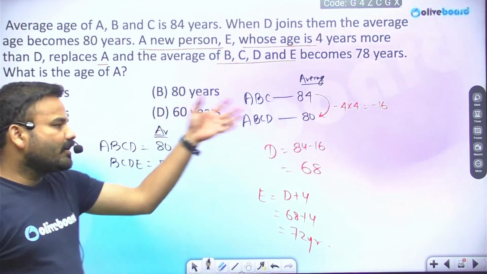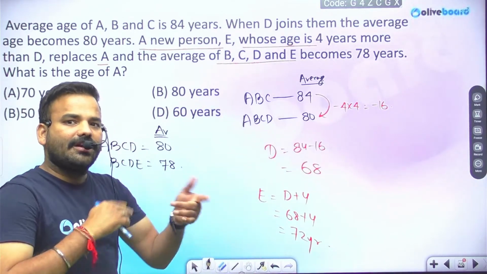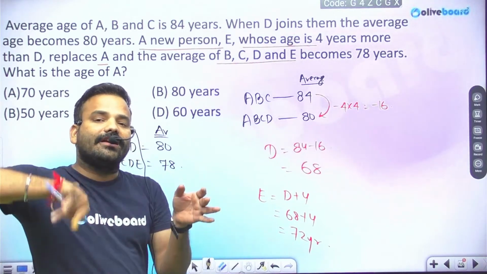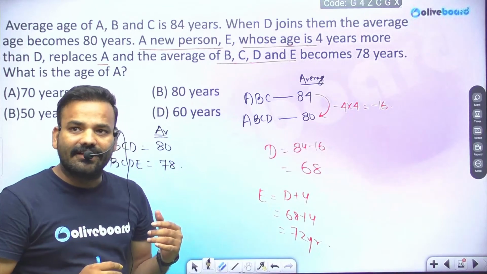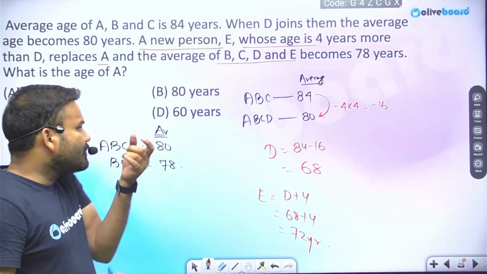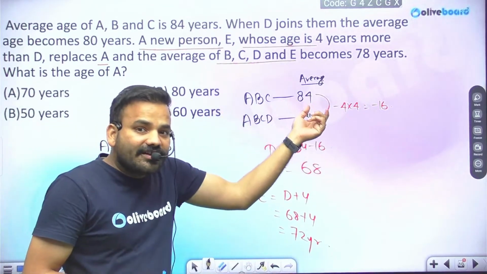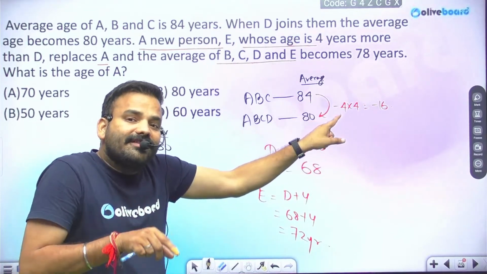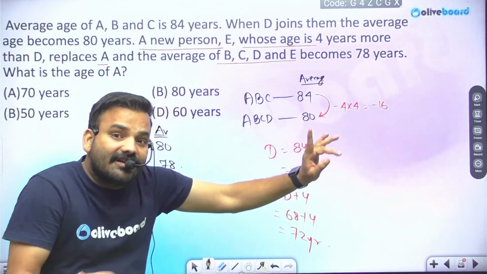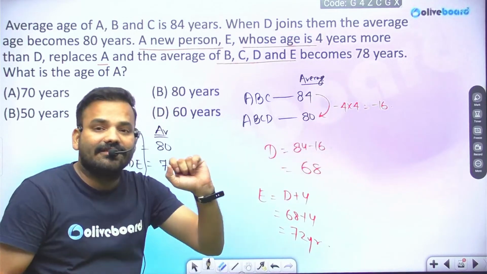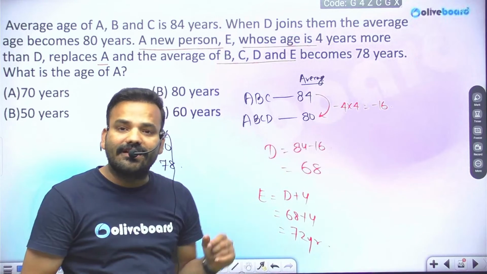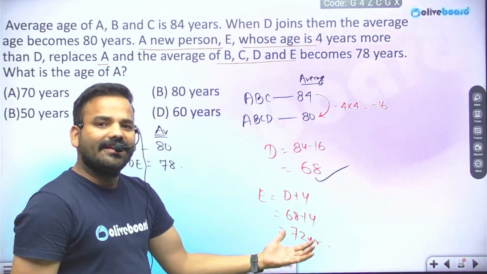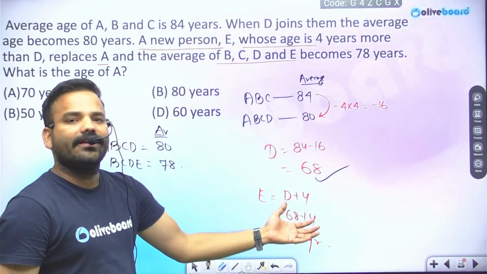Sir, we are doing it orally, we are not solving it. We are not multiplying average of 3 numbers, 84 into 3, 80 into 4. I am not doing this. I am just giving you an approach. See, the average was 84 initially. Now it becomes 80. The average reduces by 4, that too for 4 members, that is minus 16. So that means the newcomer is 16 less. 84 minus 16 is what? 68. He is of 68 years. For E, it's directly given that E is 4 years elder to D, that is 72 years.